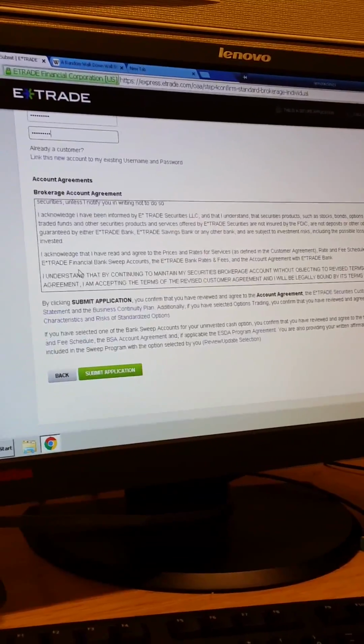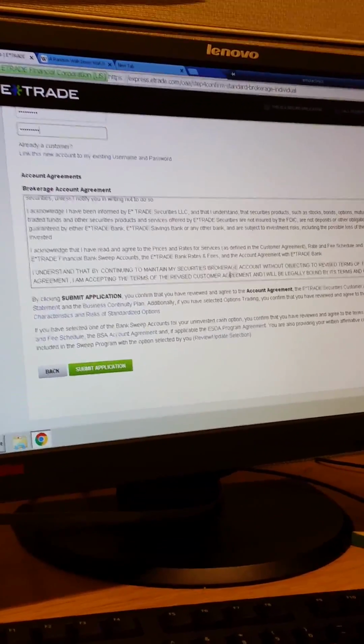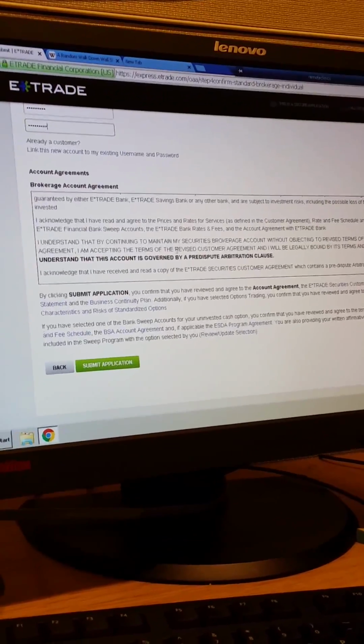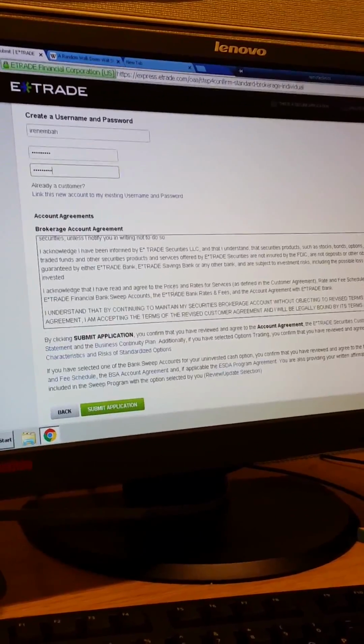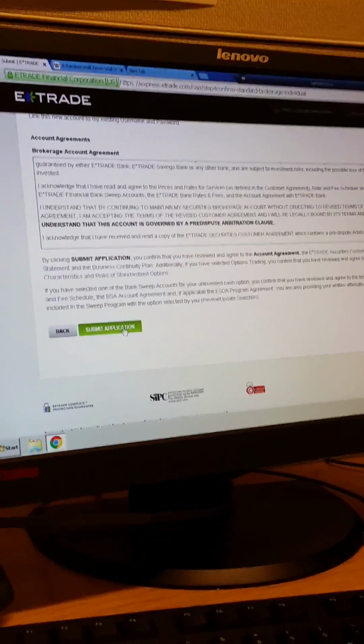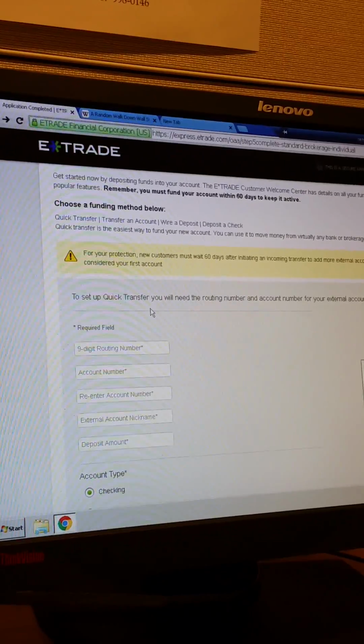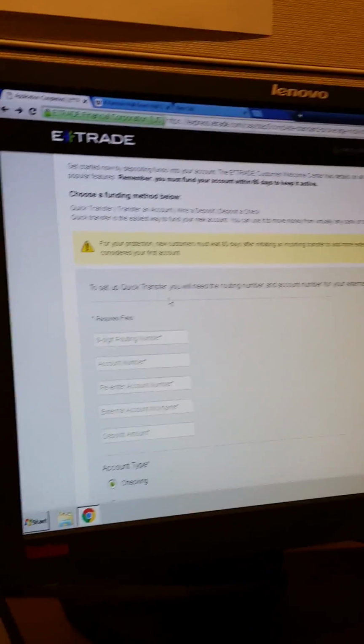All right, so we put in the username and the password, and now we're reading the agreement. And I feel like we're only reading this because we're lawyers. Okay, so when you get to this part, you have to put in your bank information.